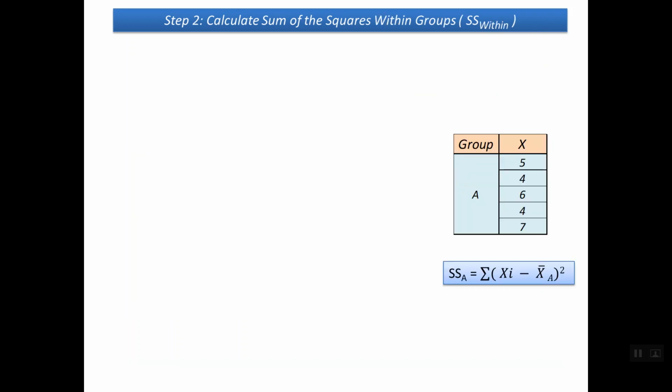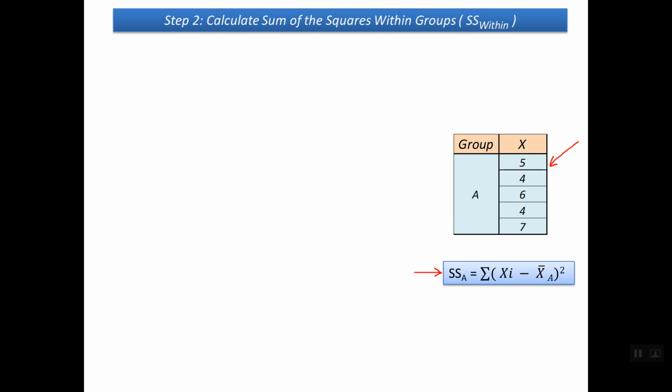Now the second step is to calculate the sum of square within groups, which is represented by SS within. We need to calculate the SS within group A, SS within group B, and SS within group C. So let's start with sum of square within group A. These are the observations for group A, and this is the formula we are using to calculate the sum of square for group A.